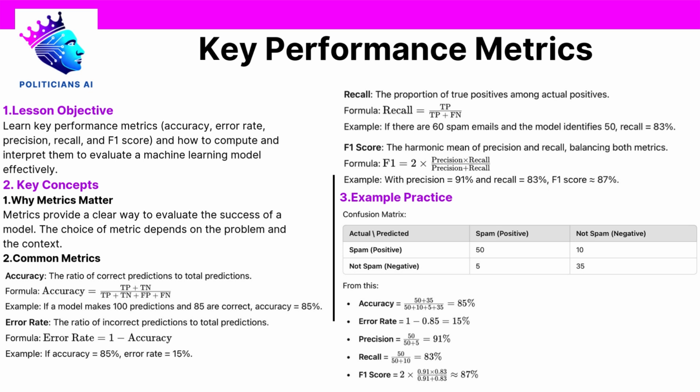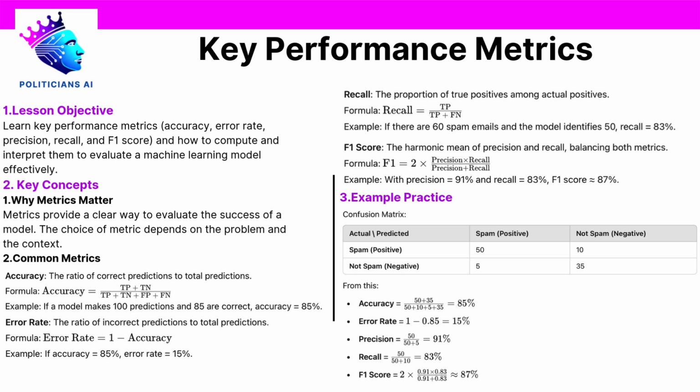Sounds great, right? Well, not really. The model isn't actually doing anything useful, it's just ignoring the rare cases entirely. This is why accuracy, while helpful in some cases, isn't always the best metric to rely on. We need other metrics to give us a clearer view of what's happening, especially when dealing with imbalanced datasets like this one.